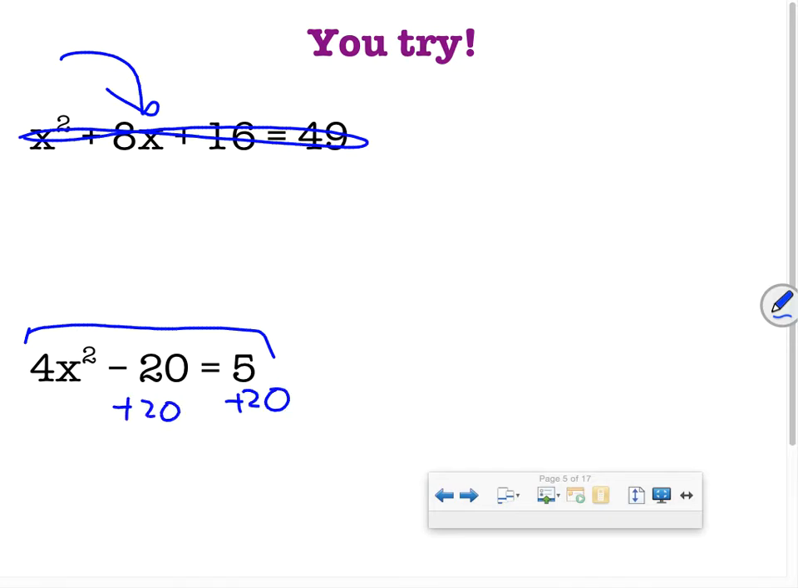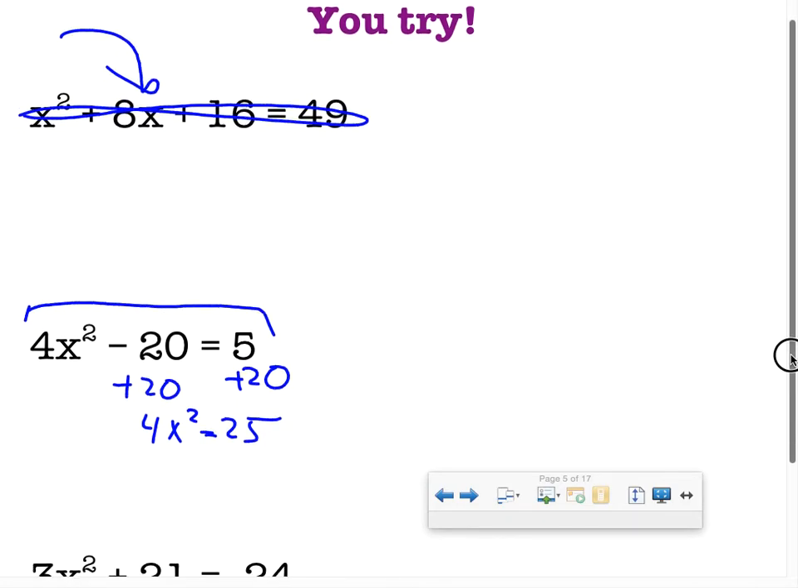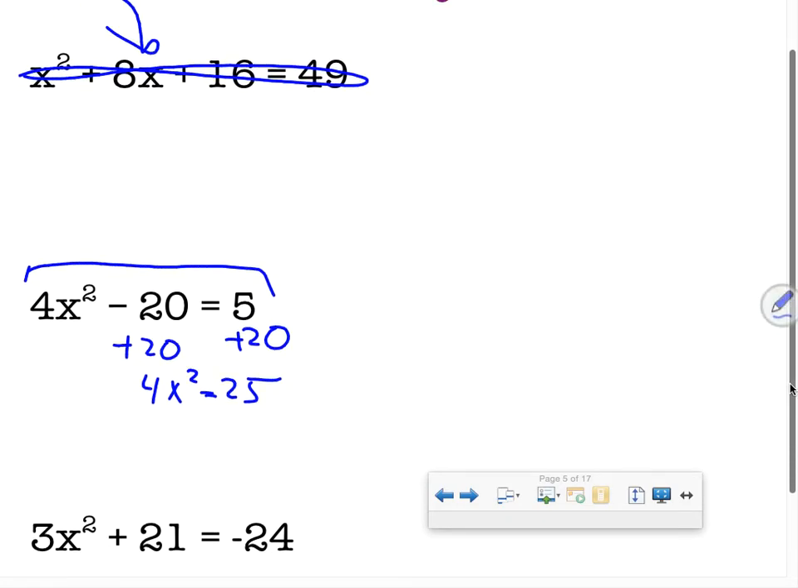I'm going to isolate the x value. So we have 4x squared equals 25. What's interesting about this one, and this is where being good with fractions really helps. Okay, so we're going to divide by 4 on both sides. And you'll notice that you get something that isn't really pretty. It's not an integer. You have 25 over 4. So we have x squared equals 25 over 4.